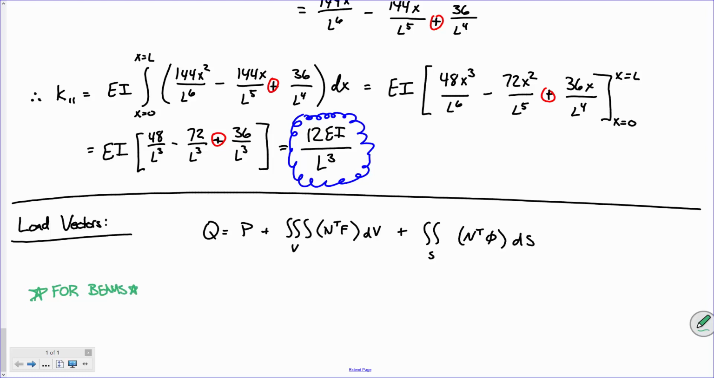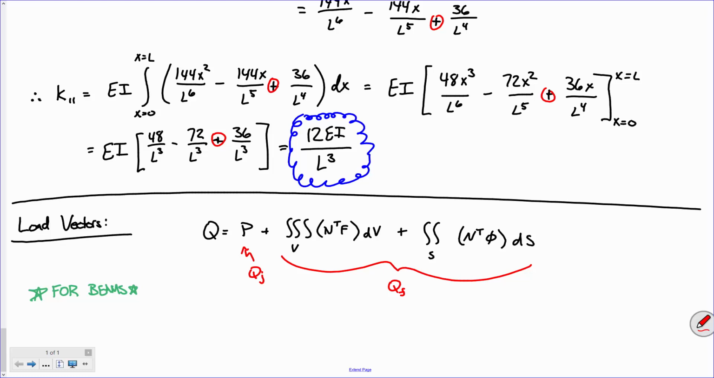we can simplify this a little easier. This P vector is sort of like our Q sub j, our joint load vector. Okay? And this is sort of like our fixed end force vector. And we really only deal with one type of member force, and it's like a distributed load.